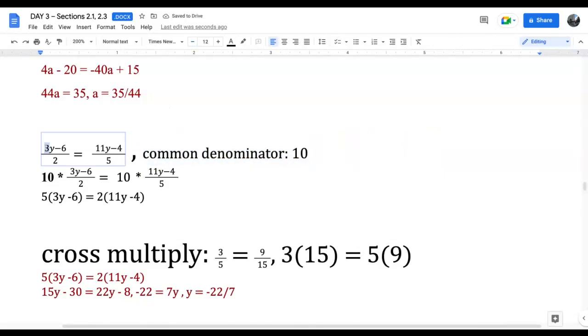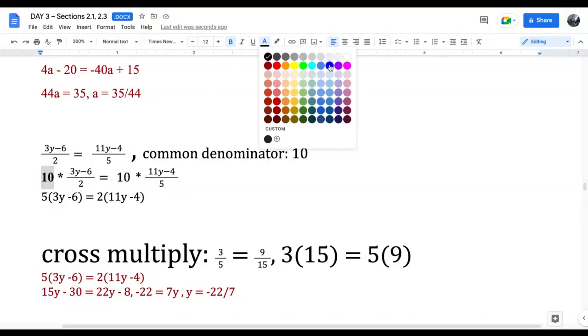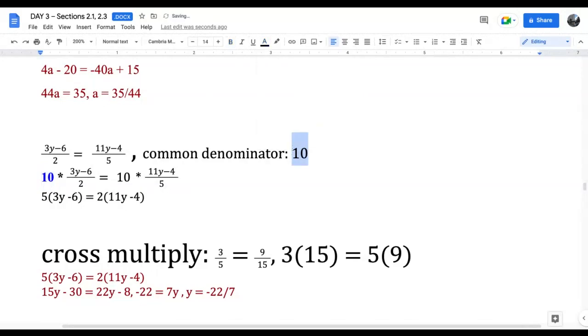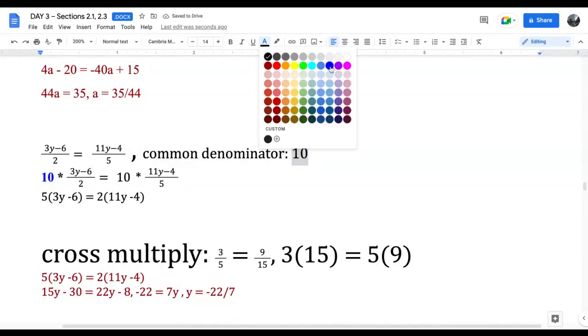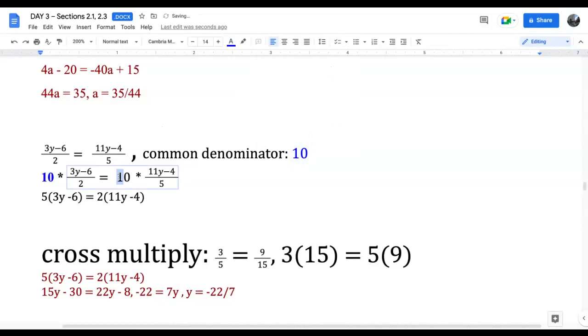Okay, so we have a fraction on the left-hand side and a fraction on the right-hand side. The denominators are 2 and 5. Again, the common denominator is just 2 times 5, which is 10. So we multiply 10 on both sides to get rid of the denominator.